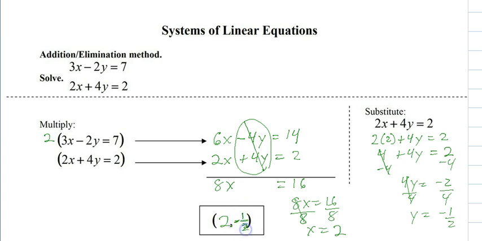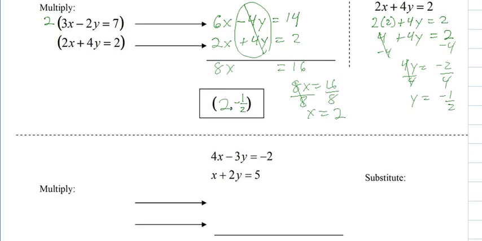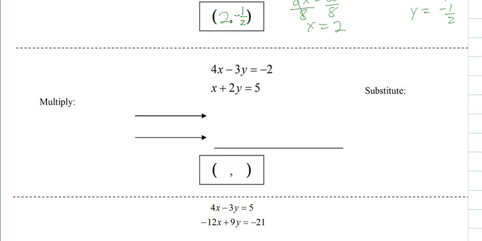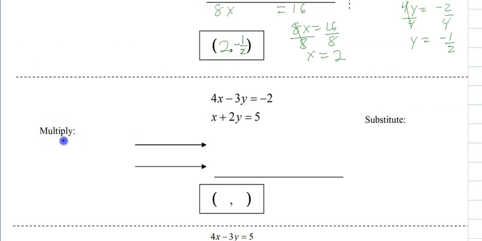So if you were to graph these two lines, they would both intersect at 2, negative 1/2. That is the answer that is true for both equations. That's a solution that they both share. All right, let's try another one. So we write it here.